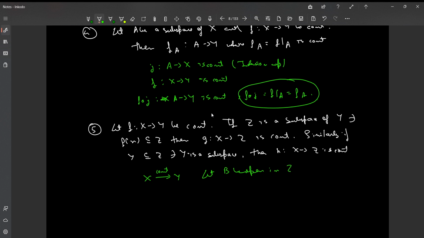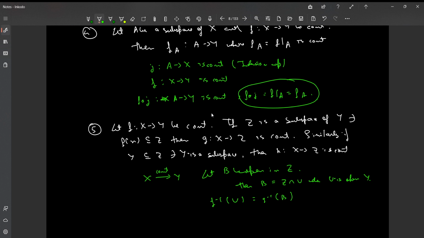So suppose let B be open in Z. Then since Z is a subspace of Y, B is of the form Z intersection U, where U is open in Y. Now, what is F inverse of U?